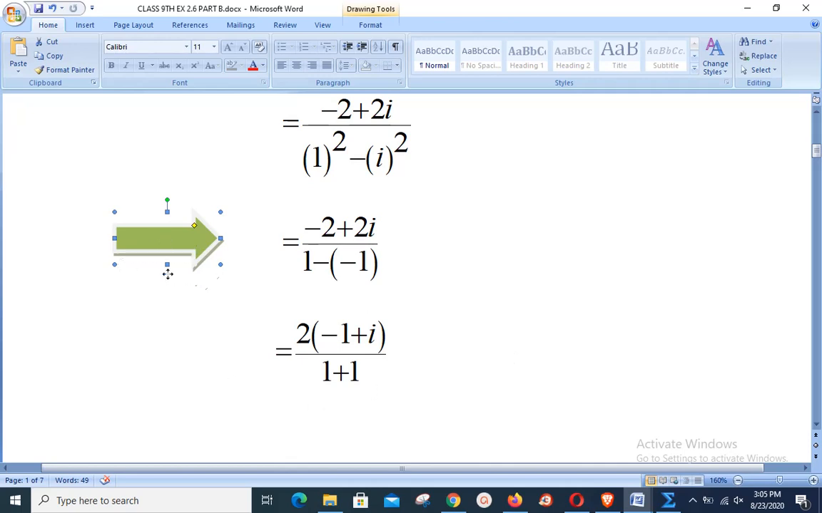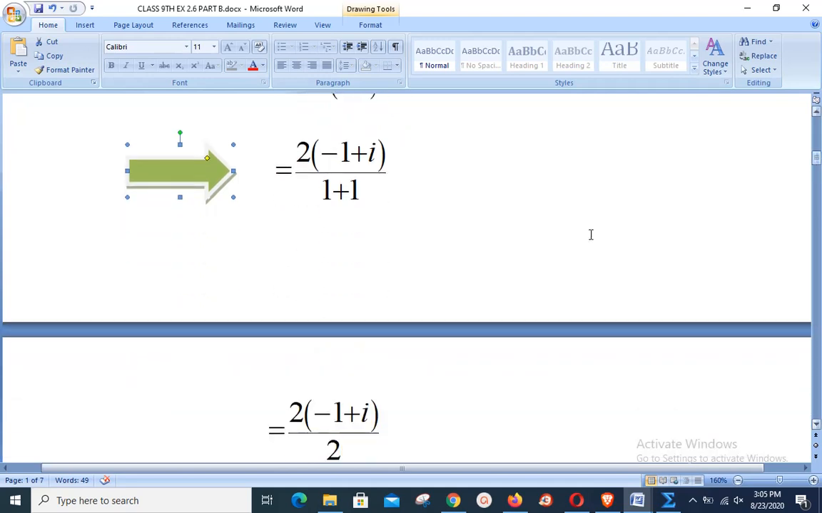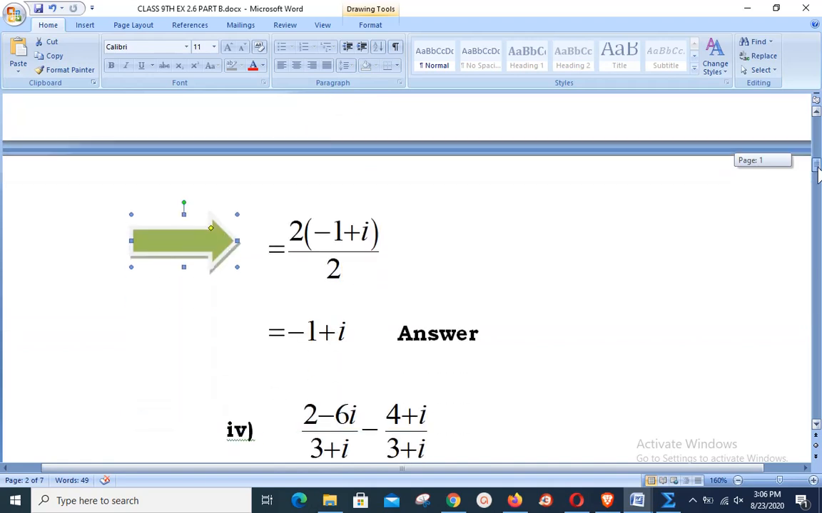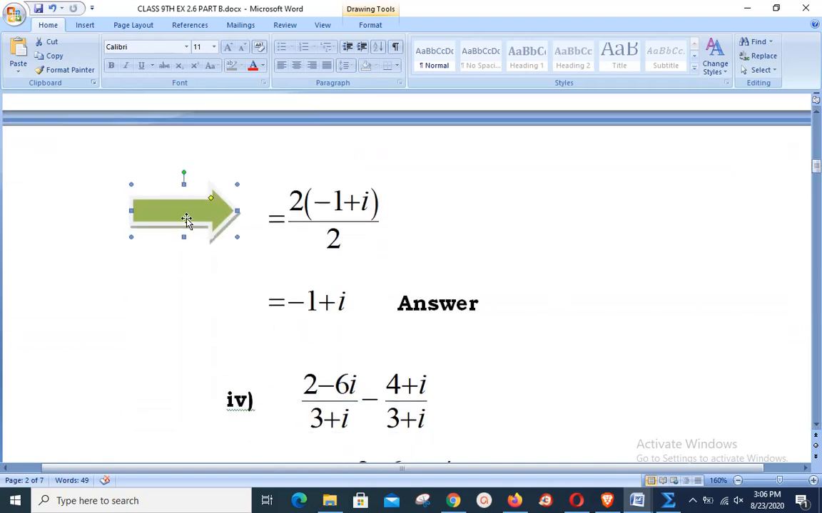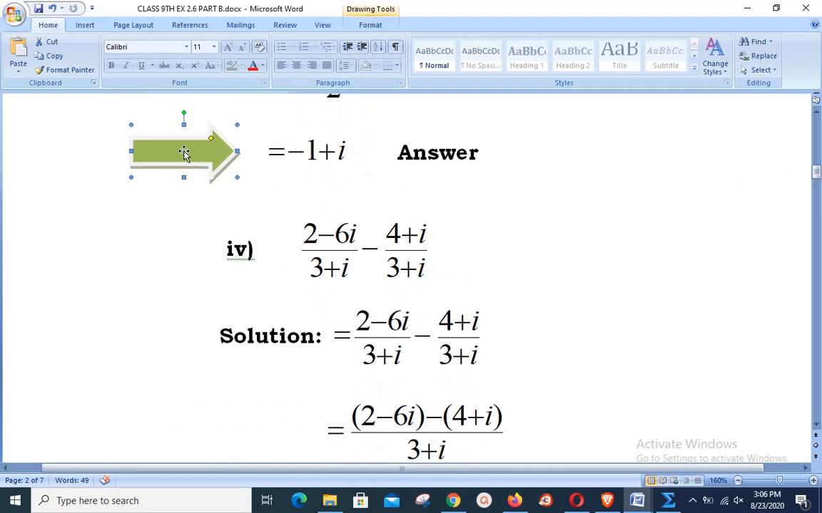Taking 2 common from the numerator, we have 2 into minus 1 plus iota over 1 plus 1. You all know 1 plus 1 is equal to 2. So the 2 in the numerator and the 2 in the denominator both get cancelled, and we are left with minus 1 plus iota as the answer. Hope you all understand.